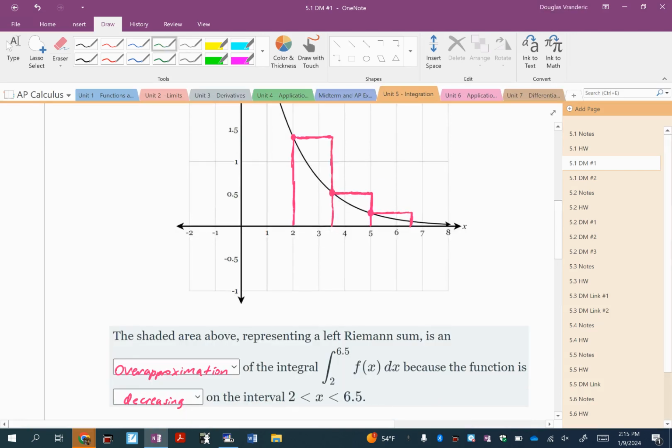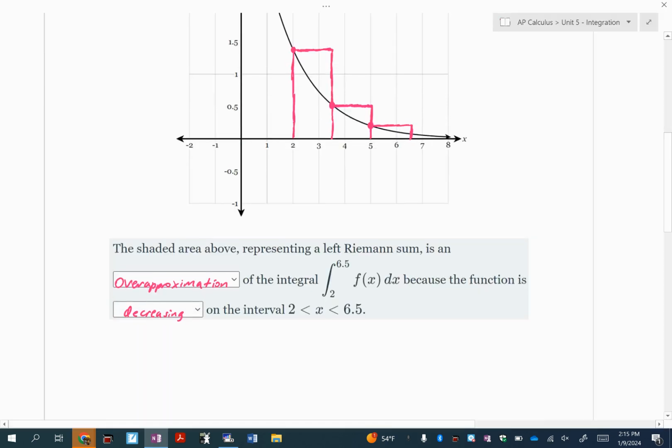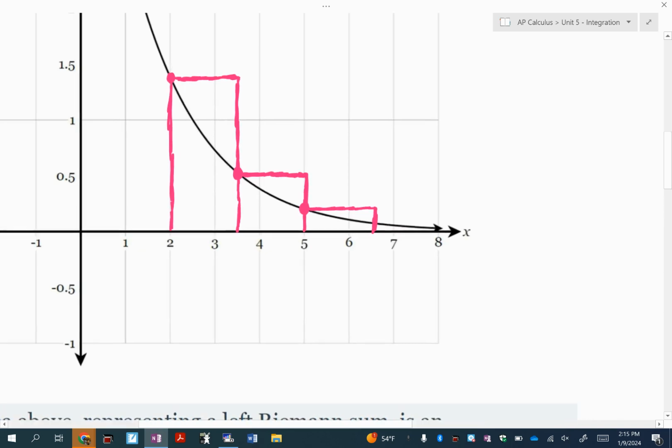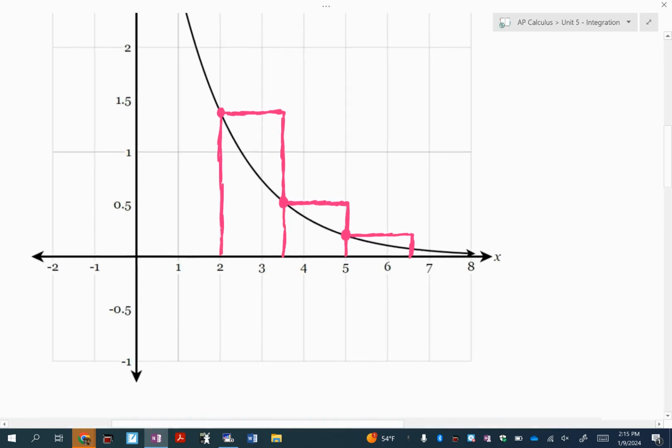You don't have to do this. You can just watch. Okay, ready? So if this had been the right endpoint, so this one it says left Riemann sum. Now we're doing right Riemann sum. So if you're listening to this, notice that this is not what the problem states. What was my first subinterval? 2 to 3.5. But what is the right value of that interval? 3.5. So I would actually be going here and drawing this rectangle.